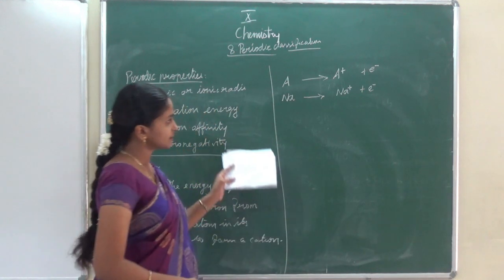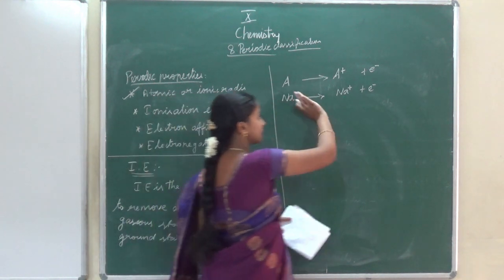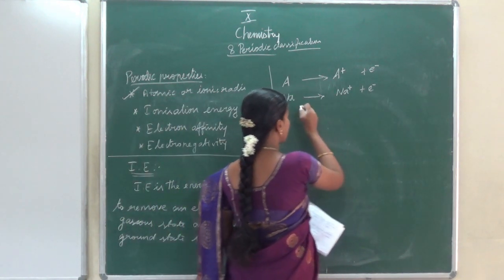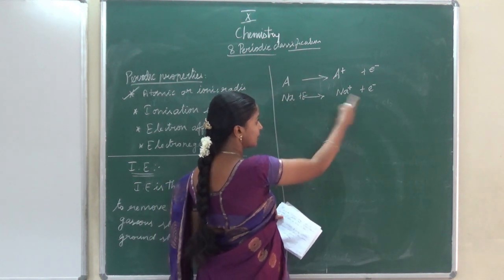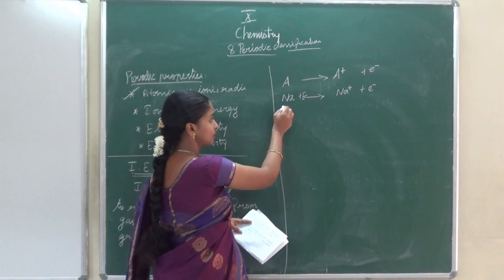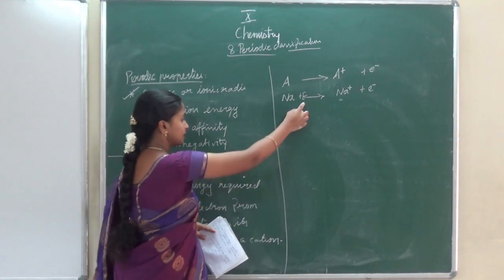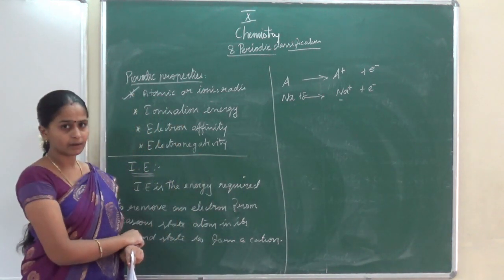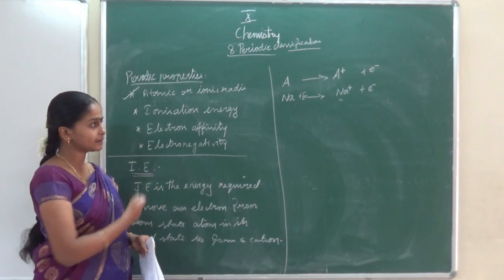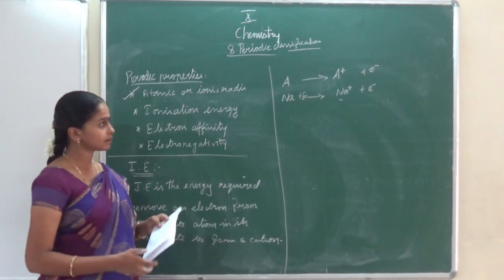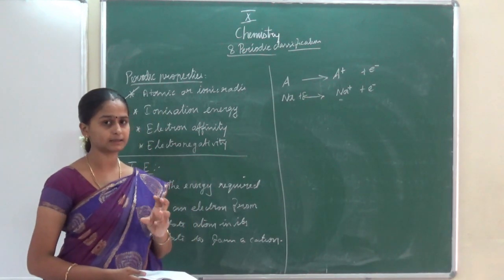Simply it can't happen by itself. We have to spend energy and remove the electron from the atom. We have to give energy, then only it can remove the electron outside, so that the neutral atom will become an ion, a cation. This energy is known as ionization energy, to make an atom into an ion. That energy is called as ionization energy.